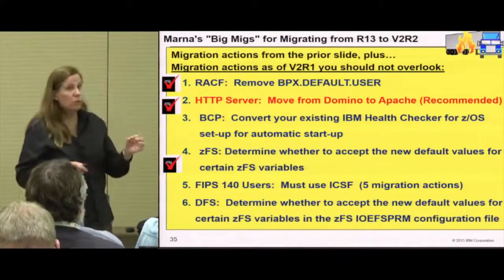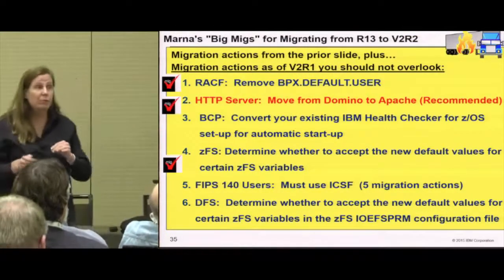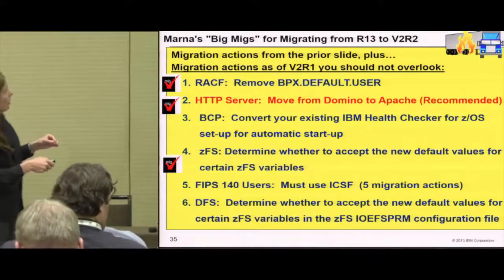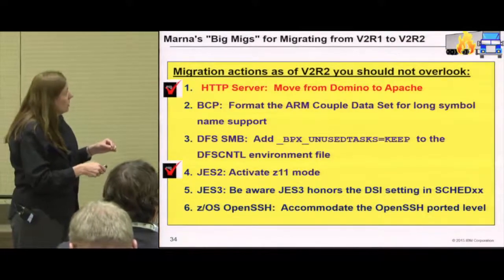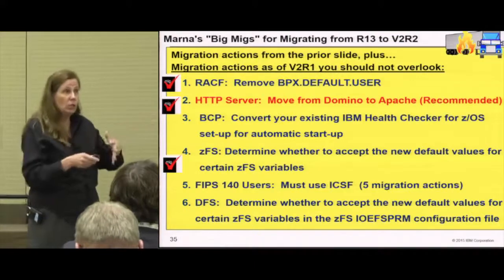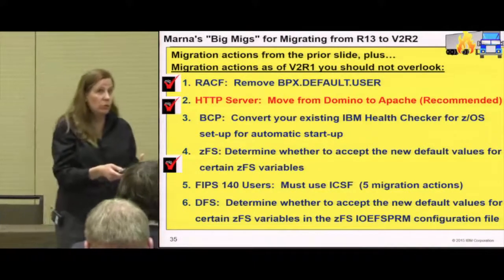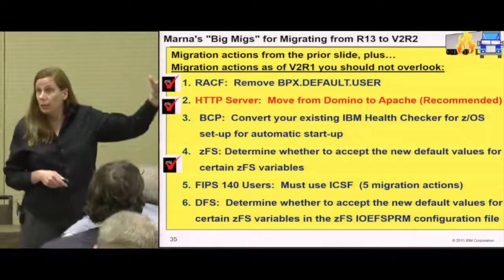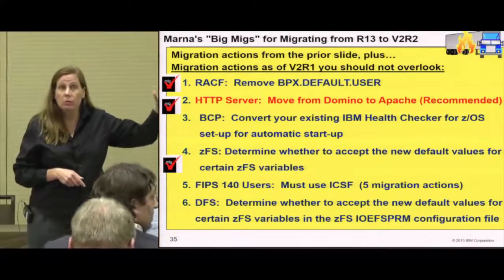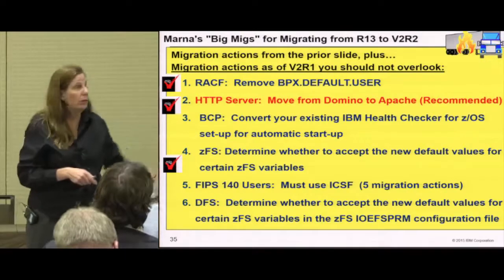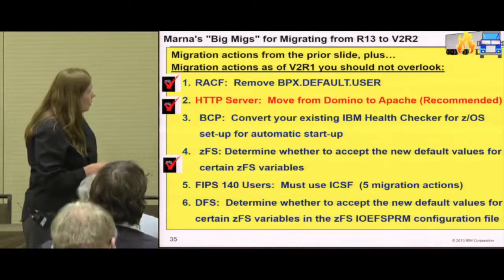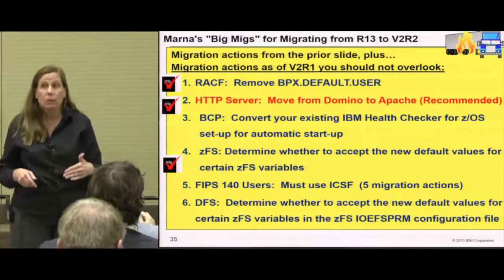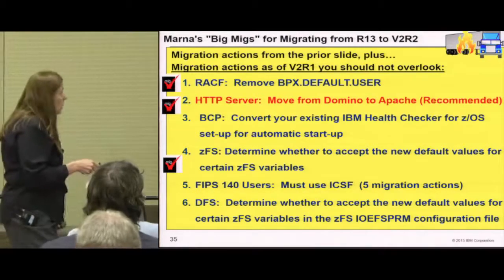Okay, now if you're coming from 13 to 2.2, what do you have to do? Well, you have to do everything on this prior slide, so you've got to do these 6. In addition, you have the big MIGs that were introduced in 2.1, which are number 1, top of the list, bpx.default.user. That was the biggest one that we saw in 2.1. And then look where I put number 2. I put that one as a recommended one because I still want you to make sure you do that.